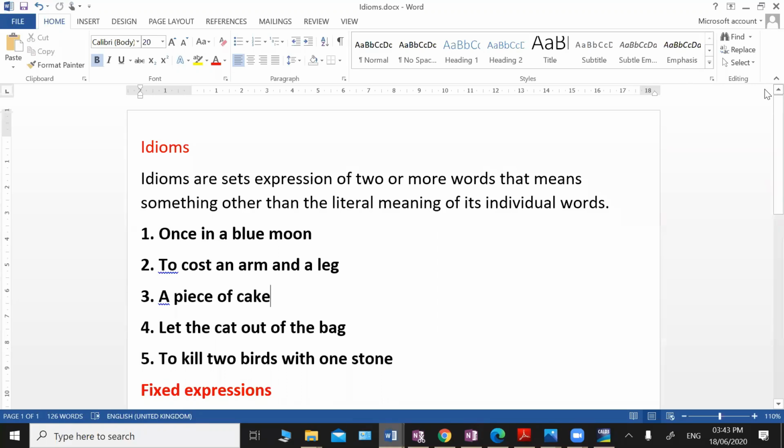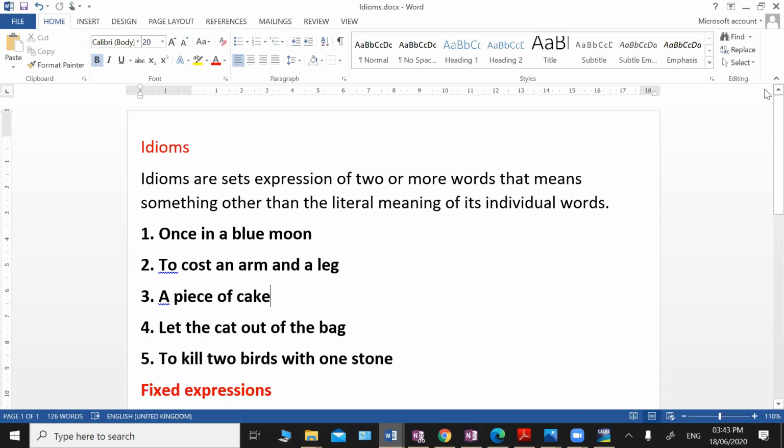For example, once in a blue moon. Once in a blue moon is an idiom. Like I say, my friend visits me once in a blue moon. Can you tell me what it means? It means he doesn't visit me frequently. He visits me very rarely. That's called once in a blue moon.